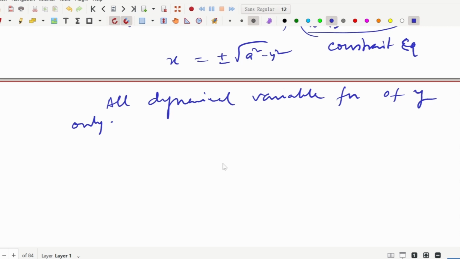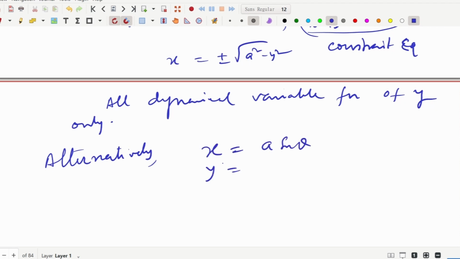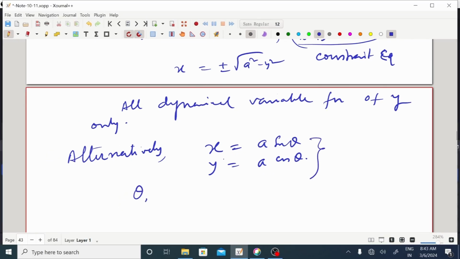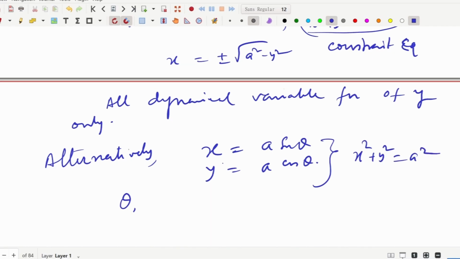Alternatively, if I write x equal to a sin theta and y equal to a cos theta, then I substitute in all dynamical variables and will find that theta only will be the independent variable. So I reduce the problem to independent variables and now we can carry on. So the first type of problem, that all variables are not independent, can be handled by proposing generalized coordinates.